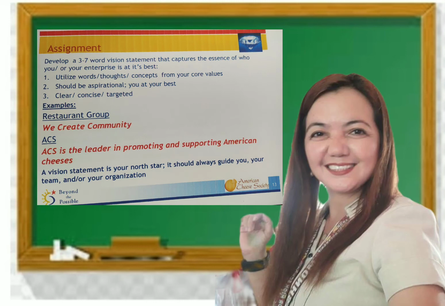Examples: for a restaurant group, what they say is, "We create community." ACS is the leader in promoting and supporting American cheeses. So, your vision statement is your North Star. It should always guide you, your team, and your organization. So, you have to make a vision for each group.